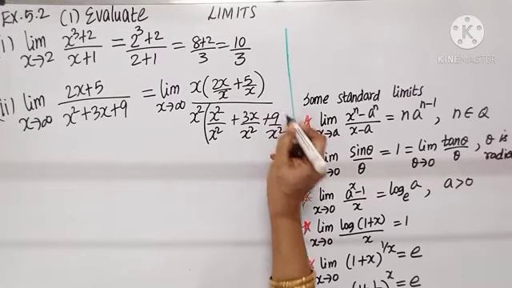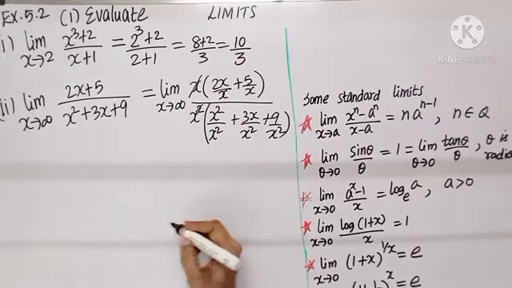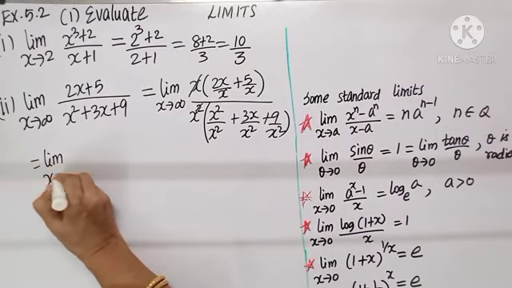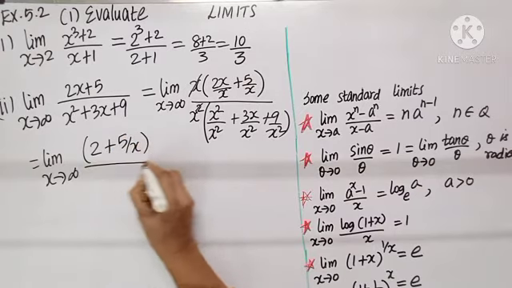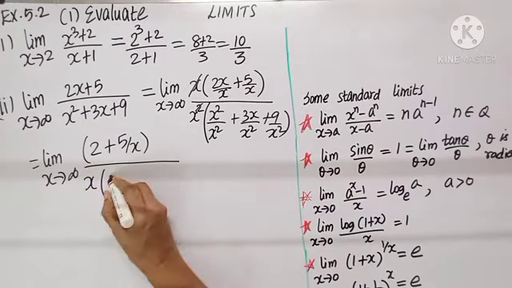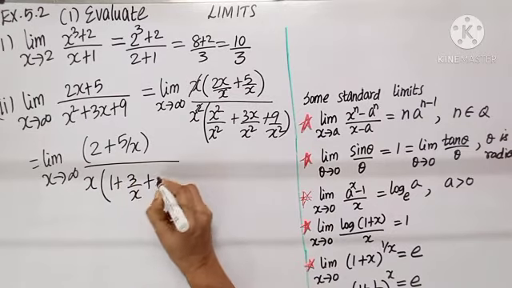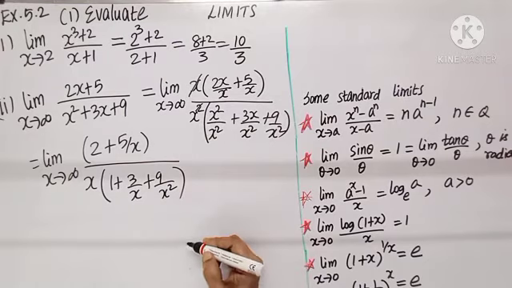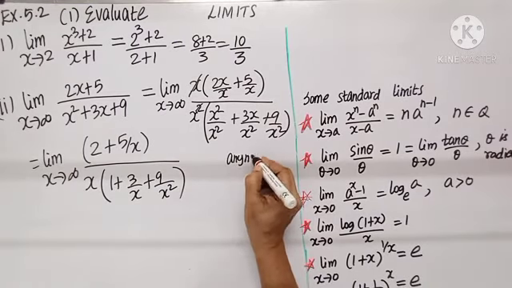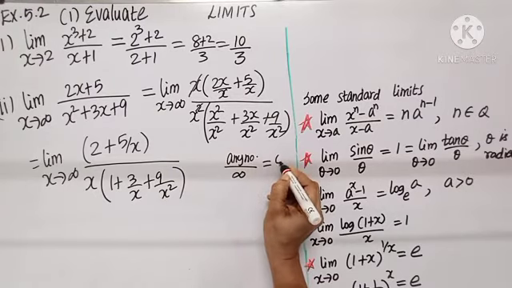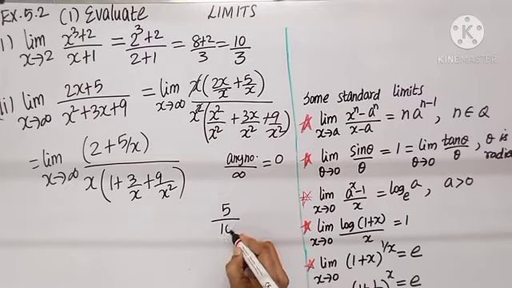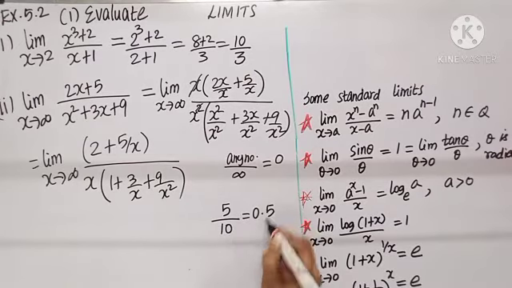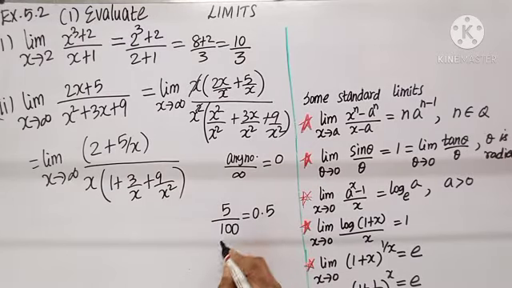The next step, x and square gets cancelled. We are left with limit x tends to infinity, 2 plus 5 by x, denominator x into 1 plus 3 by x plus 9 by x squared. Remember, any number by infinity, my answer is 0. Suppose I take a number 5. What is 5 by 10? It is 0.5. What is 5 by 100? 0.05. What is 5 by 1000?